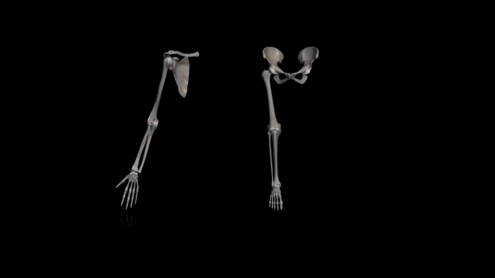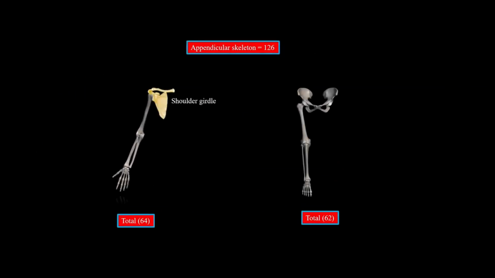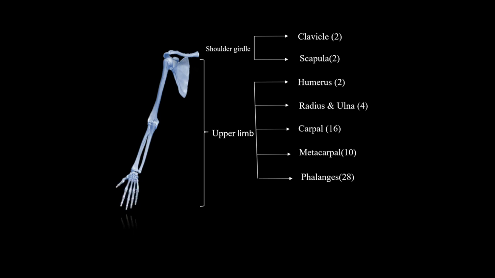Now we talk about the appendicular skeleton in brief. It has the upper appendicular skeleton and lower appendicular skeleton. We begin with the upper appendicular skeleton, made up of the shoulder bone, and then the upper limb that has the humerus, the radius and ulna, carpals, metacarpals, and phalanges, for a total of 64 bones.